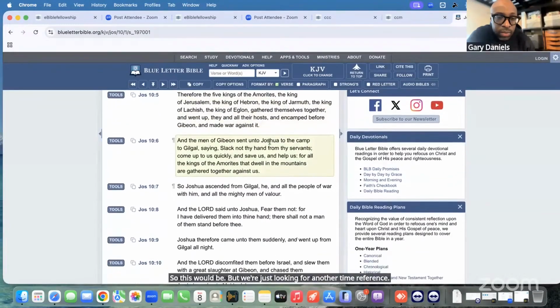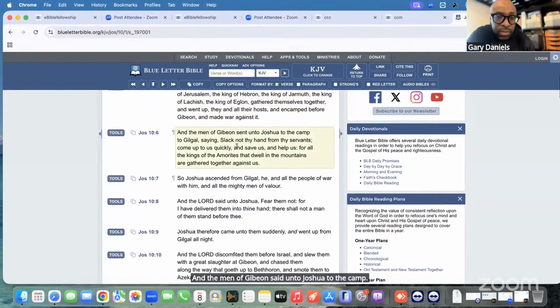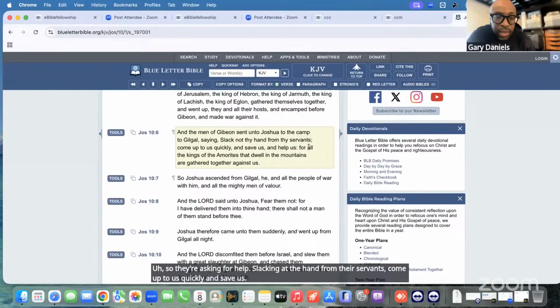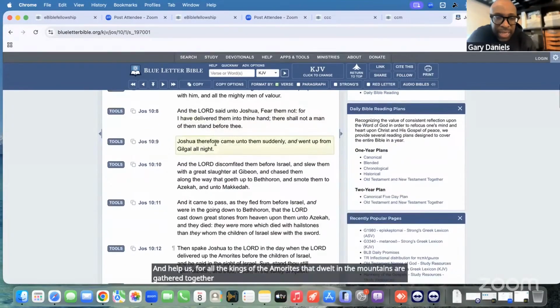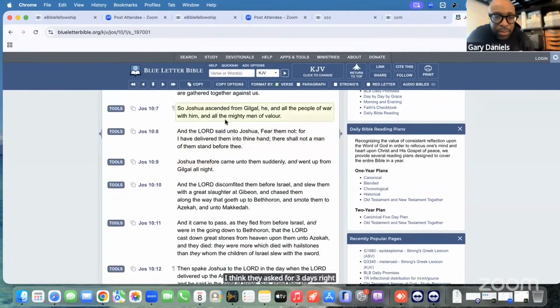And the men of Gibeon sent unto Joshua to the camp. So they're asking for help. Slack not thy hand from thy servants. Come up to us quickly and save us and help us. For all the kings of the Amorites that dwelt in the mountains are gathered together unto us. I think they asked for 3 days, right? To see what would happen.